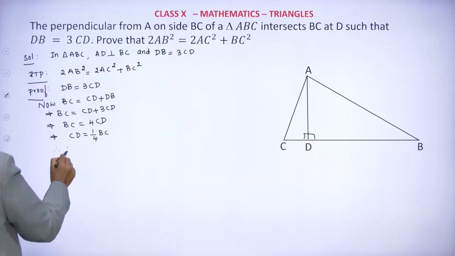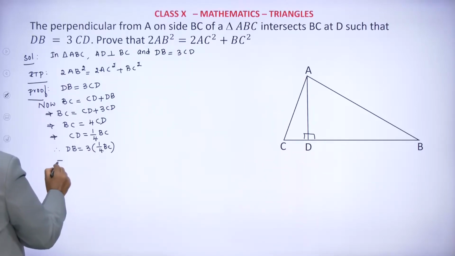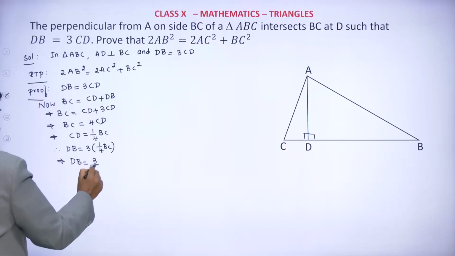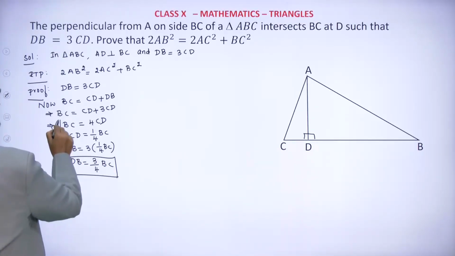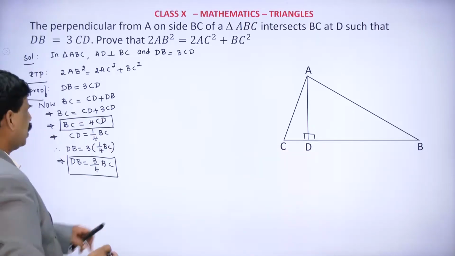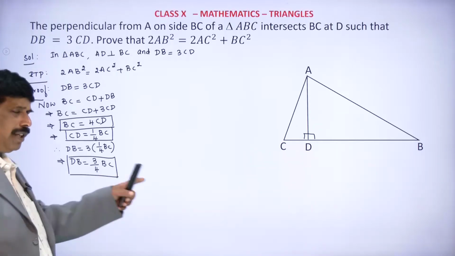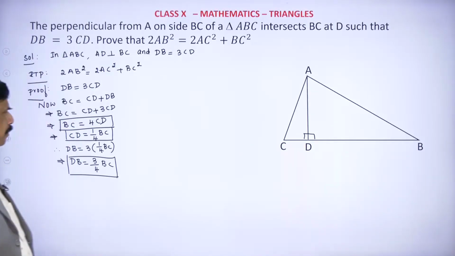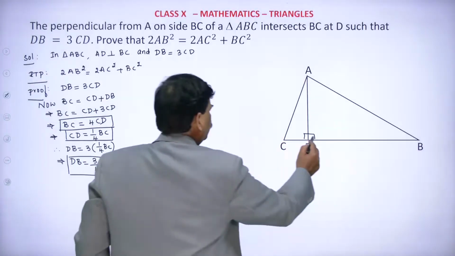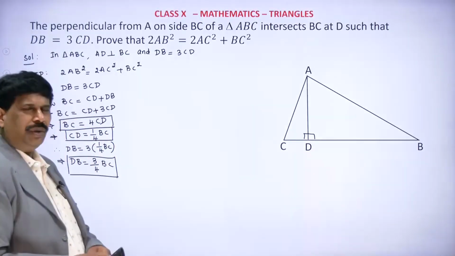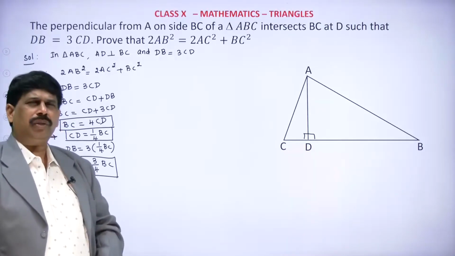So therefore, what is going to be DB now? 3 into 1 by 4 of BC. So you get DB is equal to 3 by 4 of BC. Clear? These two are the important results. We have CD in terms of BC and DB in terms of BC. I'll explain again. It is given that DB is equal to 3CD. You take entire BC. Why are we considering BC? Because in your RHS you have BC, so BC should come into the picture. Clear?